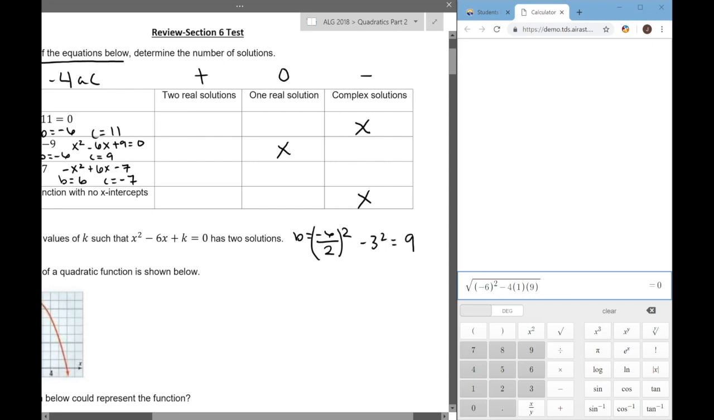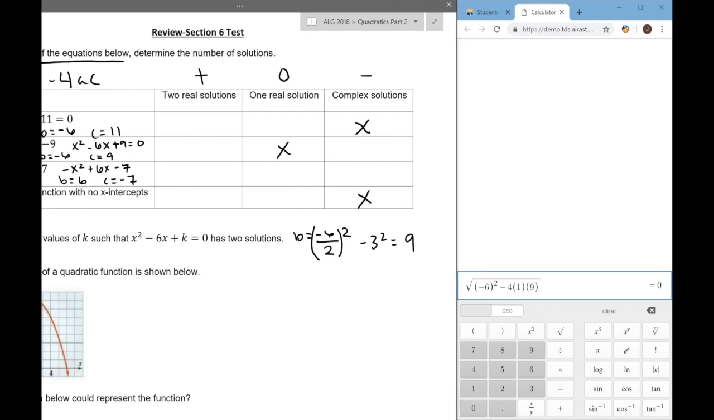Okay, so let me explain how this works. So my a in this problem is going to be 1. My b is going to be negative 6, and my c is going to be 9. Now, if you look on the right hand side, the calculator, we already did that problem. Okay, that gave me 0. Now let's see what happens if I change this 9 to a 10.